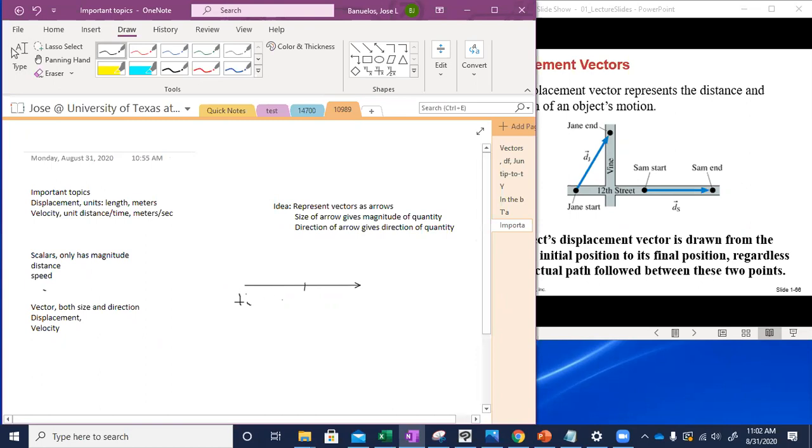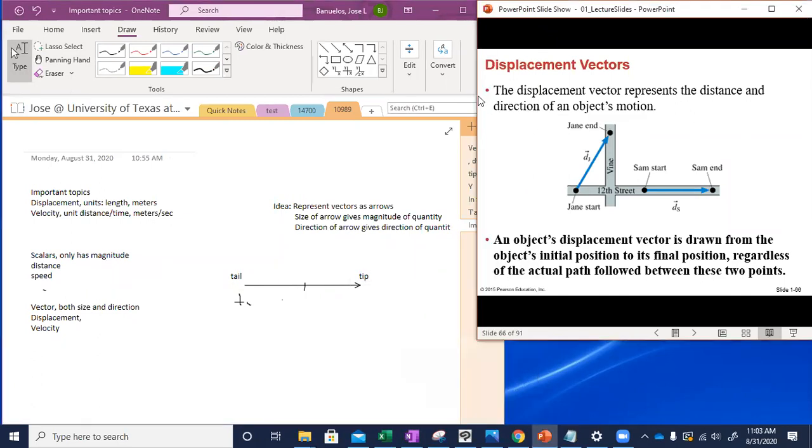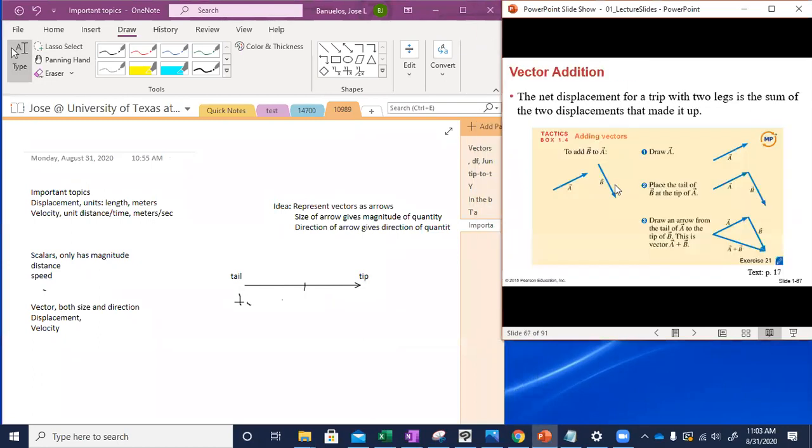So, as I said, that part's the tail, and the front part is the tip. I'm going through the effort of writing these parts because we're going to need to learn what's called the tip-to-tail method of adding vectors in a little bit here.